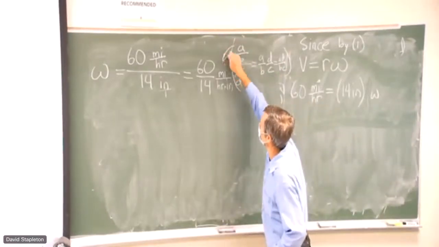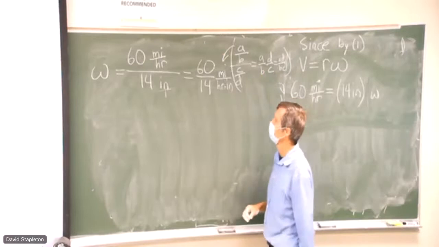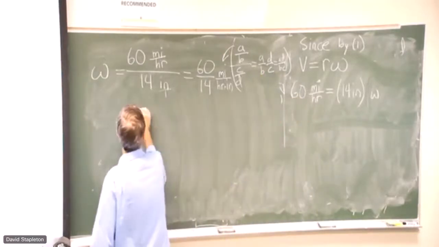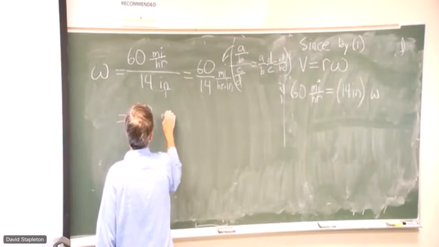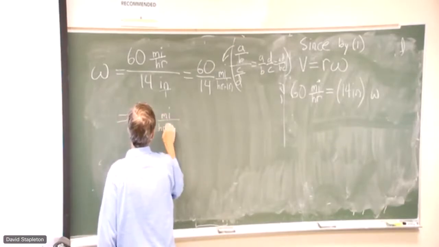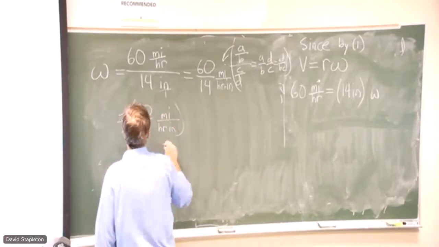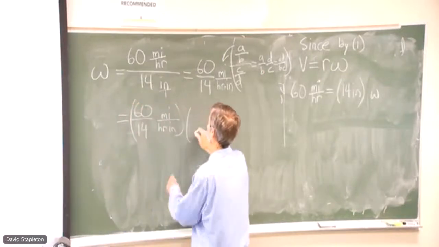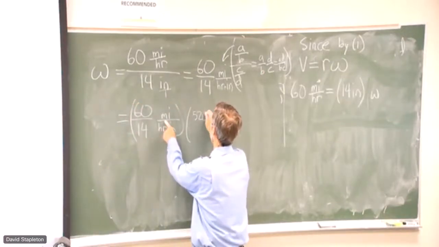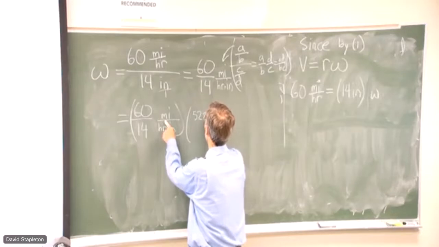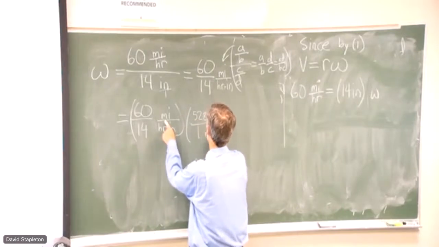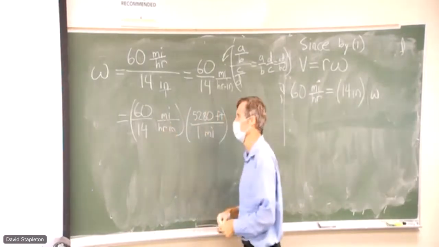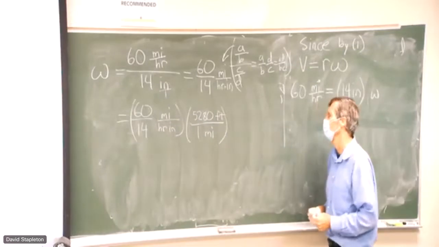There's where the units come in. I have to convert it. So I'll say that's actually equal to 60 over 14 miles per hour inch. And I can multiply that by 5,280 feet equals 1 mile. So I'm multiplying by 1. I'm not changing the quotient. I'm just changing the units.